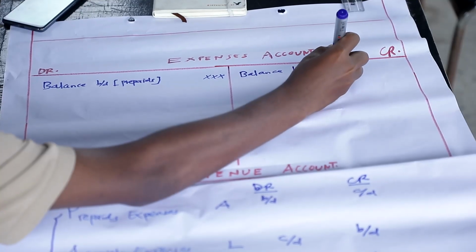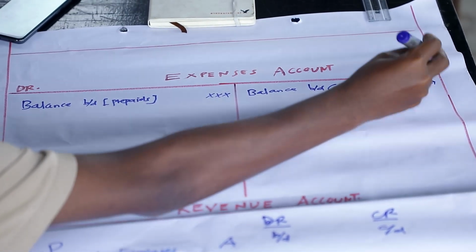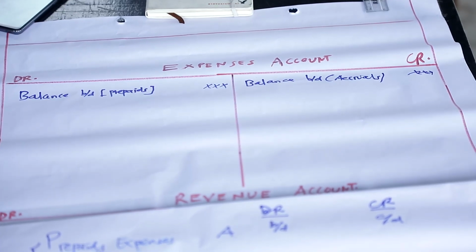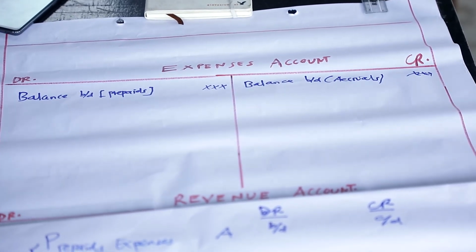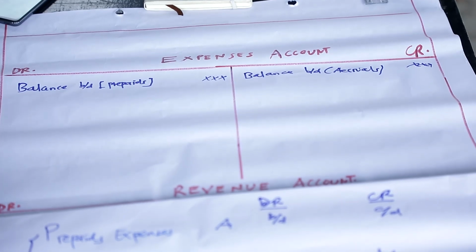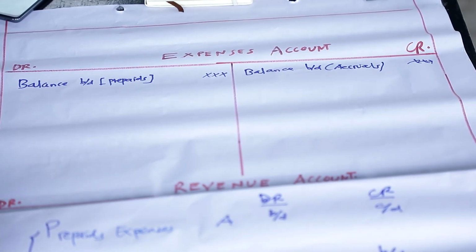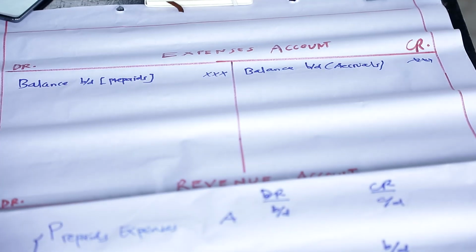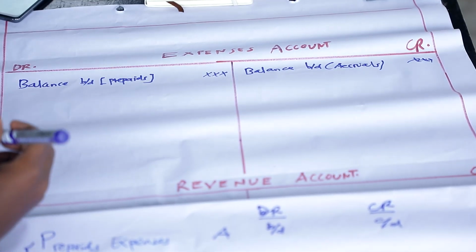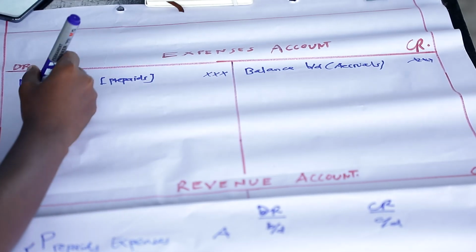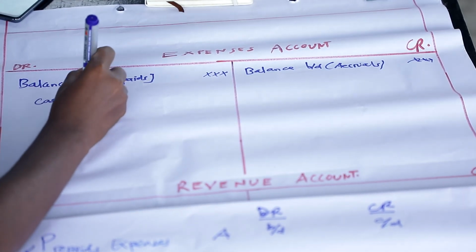For accruals. So that's the first step. After writing the balance BDs, remember this is an expenses account. So when any cash is paid for, you should credit the cash account and you should debit the expenses account because it has a debit nature. So after crediting the cash account, the expenses account will be debited with the cash or bank.